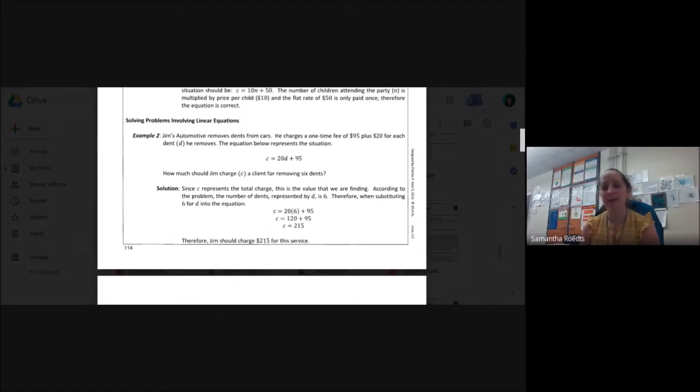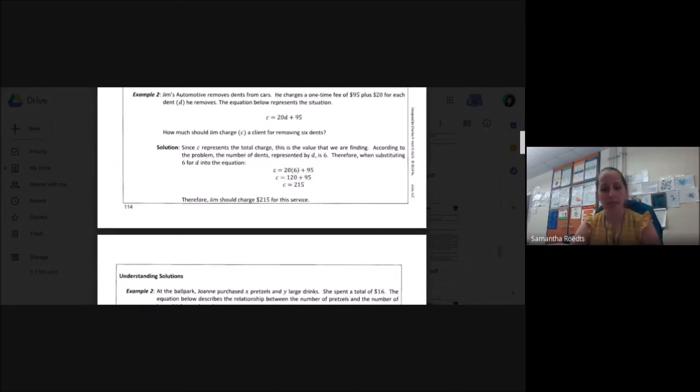Okay, so D represents the number of dents, and we know that there are 6 dents removed. So I substitute 6 into the equation for D. Since C represents the total charge, this is the value that we're finding. According to the problem, the number of dents represented by D is 6. Therefore, when substituting 6 in for D into the equation, we get C equals 20 times 6 plus 95. 20 times 6 is 120. So C equals 120 plus 95, or C equals 215. So therefore, Jim should charge $215 for this service.